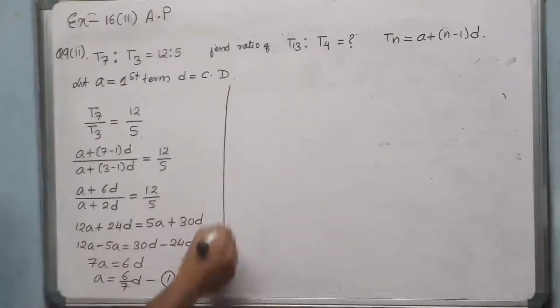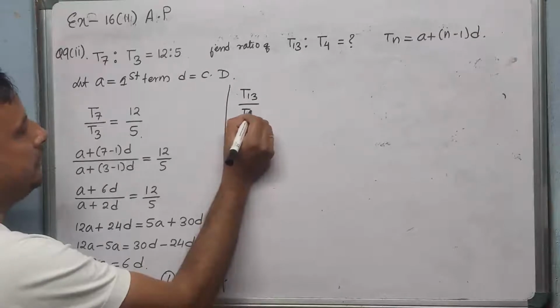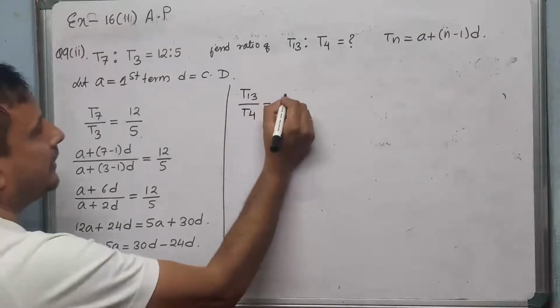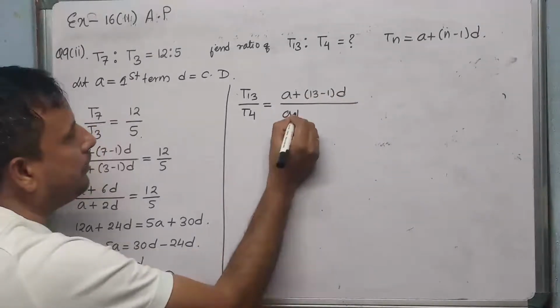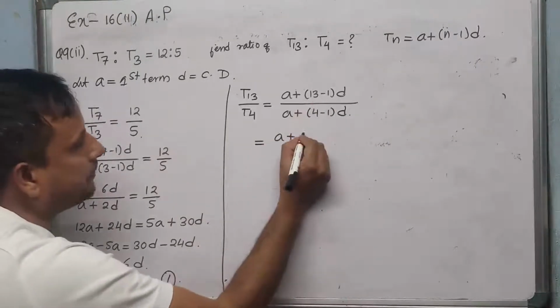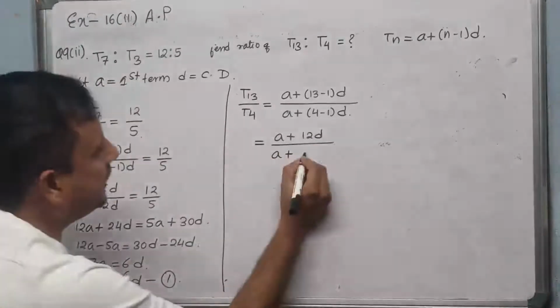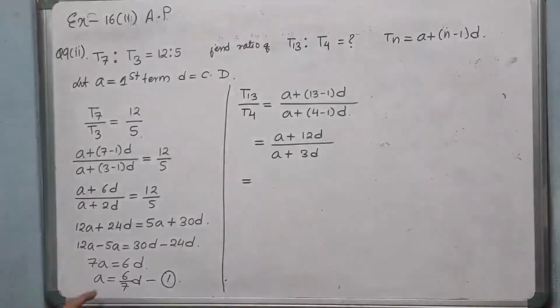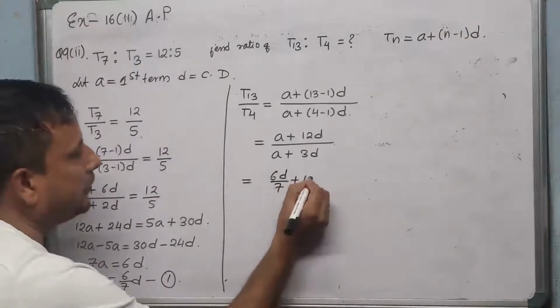Next, we'll calculate the ratio between the 13th and the fourth term. T13 over T4. T13 means we can write A plus 13 minus 1 into D, and T4 is A plus 4 minus 1 into D. Now it is A plus 12D over A plus 3D. Using equation number 1, I'll substitute the value of A in terms of D. A is equal to 6 by 7 into D, so it is 6D over 7 plus 12D.